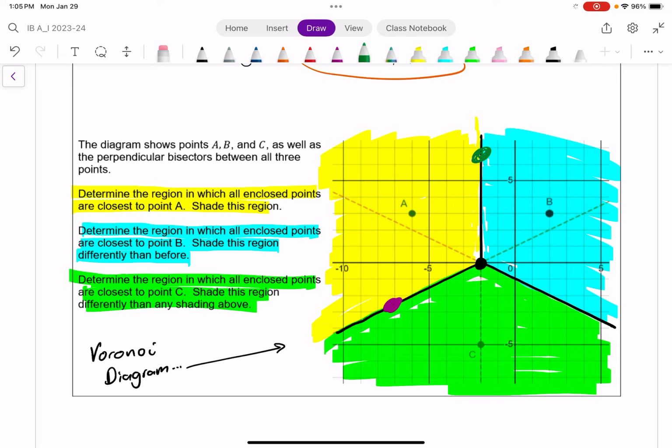So this idea of a Voronoi diagram is really what we'll start looking into, and it's really the purpose behind understanding what a perpendicular bisector is. But that's for another day.